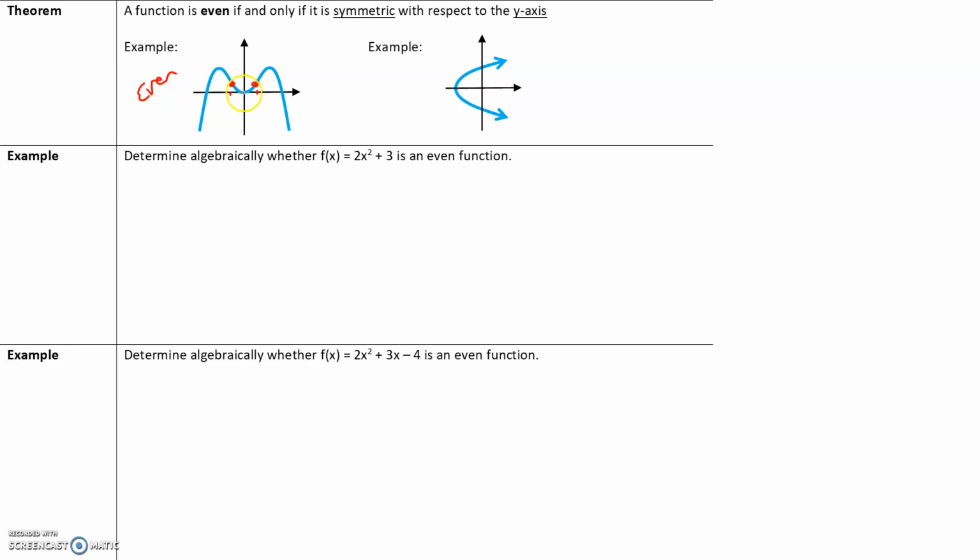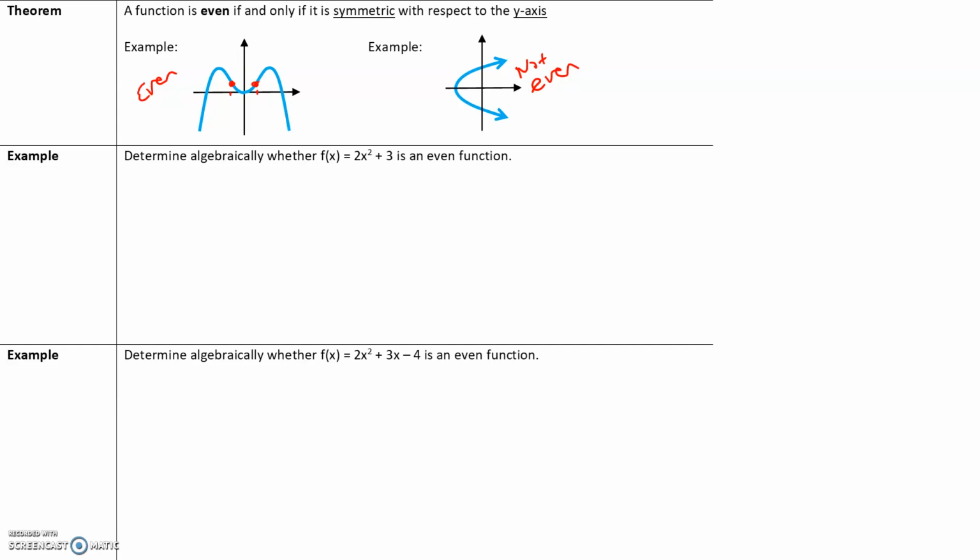Okay, so this is an example of a graph that's symmetric, which means it's the same on both sides with respect to the y-axis. This function is not even, because if you look at the y-axis on both sides, the graph clearly is not the same. So this is an example of a function that is not even.